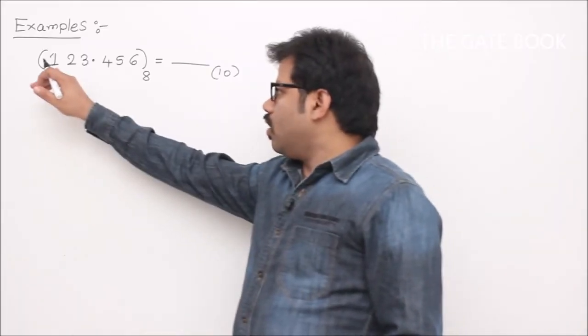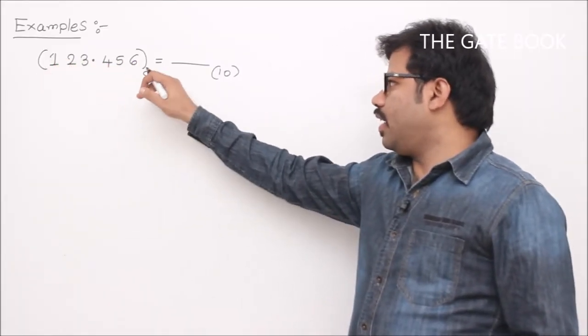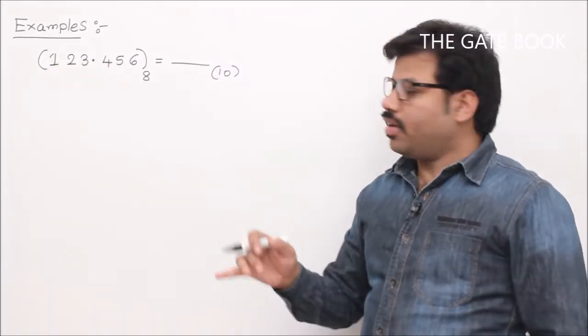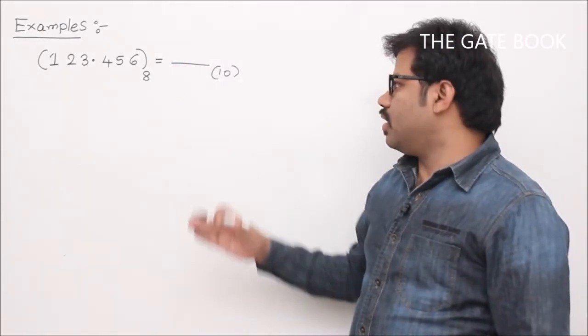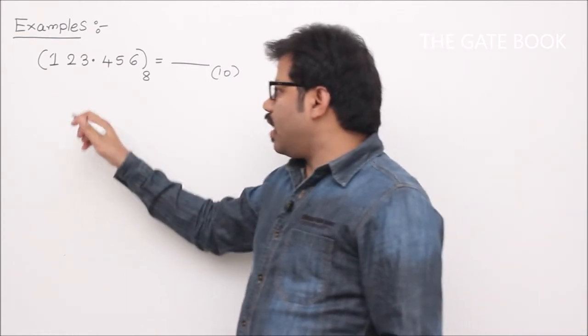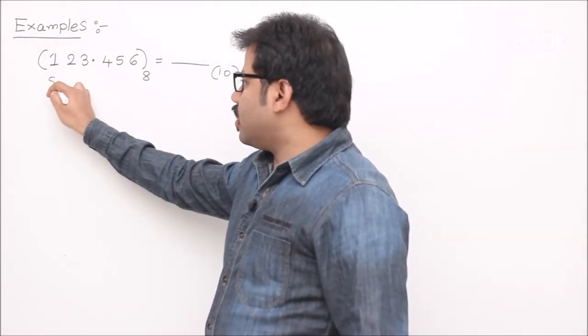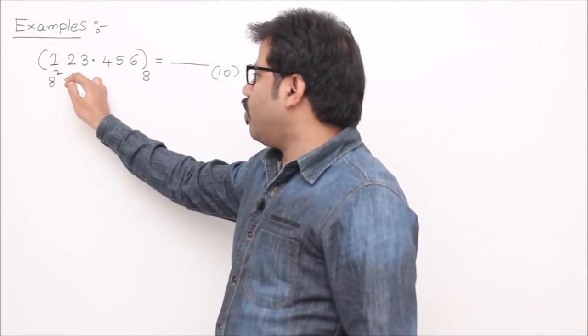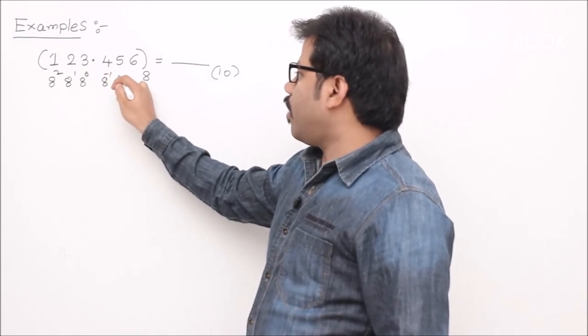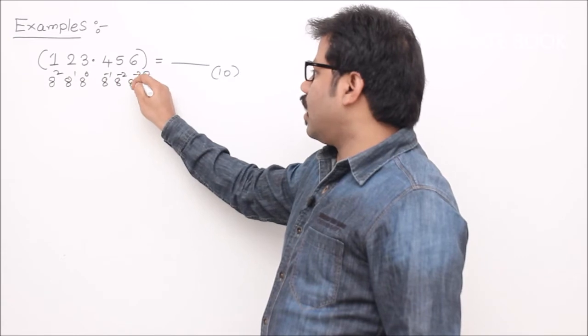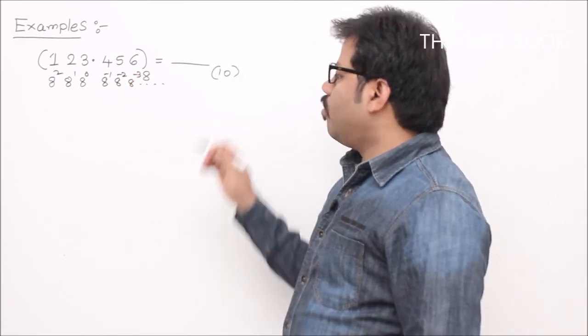Okay, see this one, 123.456 base 8 equal to dash base 10. Okay, so how to convert? So far we have seen binary, right? Now we'll see octal. Very simple, same idea. The weightages will be like this: 8 square, 8 power 1, 8 power 0, and then 8 power minus 1, 8 power minus 2, 8 power minus 3, in that way. So this will be extended to any number of digits.